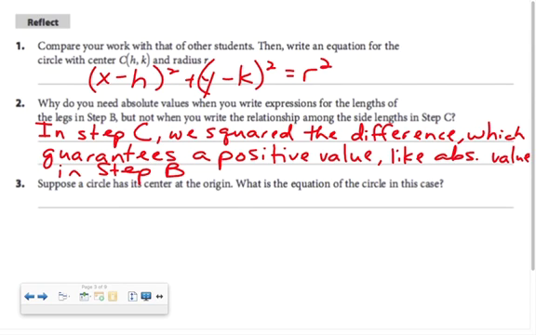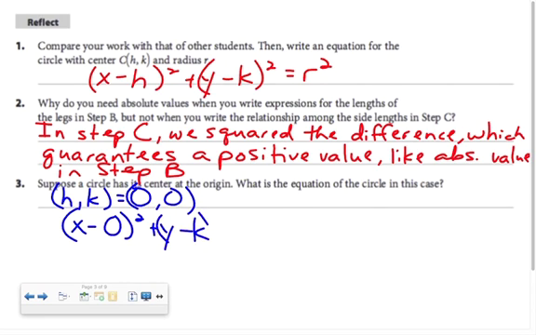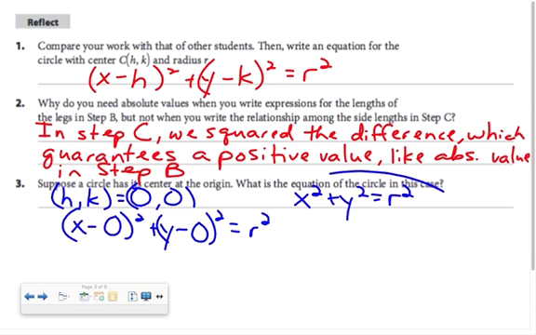Suppose a circle has its center at the origin. What would be the equation of that circle? If the center of the circle is at the origin, then your h, k is 0, 0, which means you'd have x minus 0 squared plus y minus 0 squared equals r squared. When you simplify this, x minus 0 is just x, and x squared is just x squared. So you'd have x squared plus y squared equals r squared. So that's what your equation would look like.